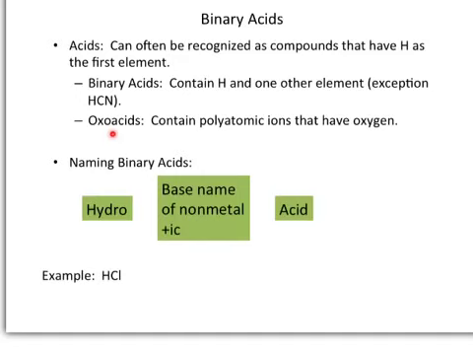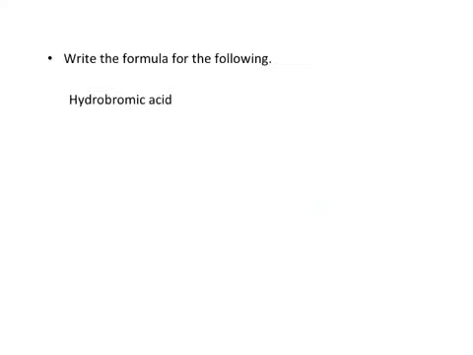So we take the base name of the nonmetal and we replace the suffix with -ic. So it becomes hydro, the base name with the -ic suffix, and acid. An example you're probably familiar with is hydrochloric acid, HCl. The chlorine becomes chloric, so it's hydrochloric acid. Let's look at a couple more examples.